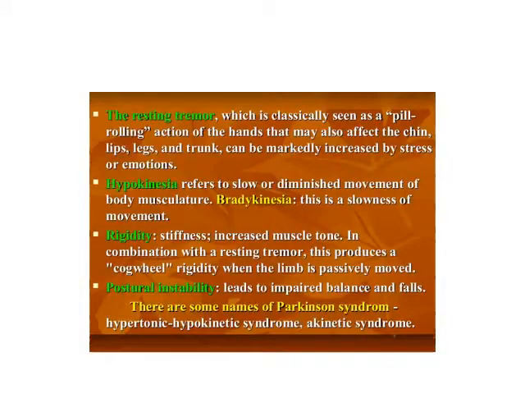First, we have tremors. Tremors of Parkinsonism are resting tremors that occur at rest, not with movement. It's classically seen as pill rolling action of the hands. There is pill rolling of the thumb against the fingers. It's a continuous movement that occurs at rest and disappears with movement. It may also affect the chin, lips, legs, and trunk, and can be markedly increased by stress or emotions.